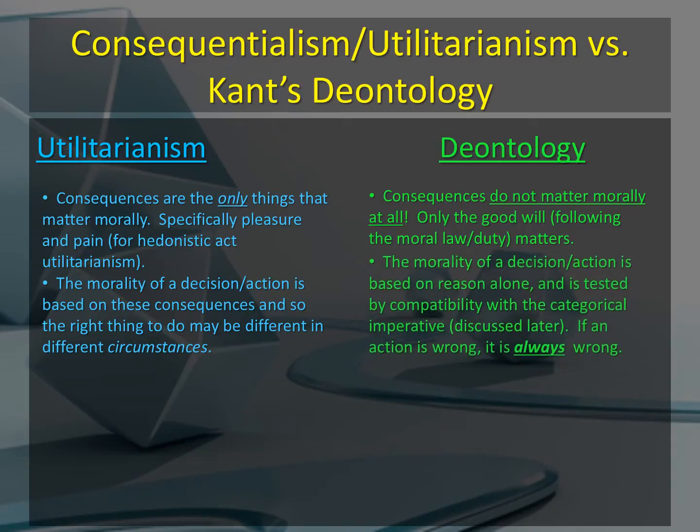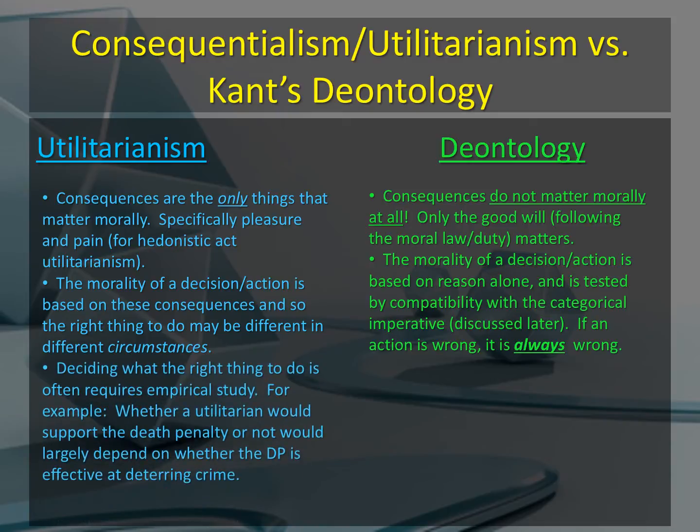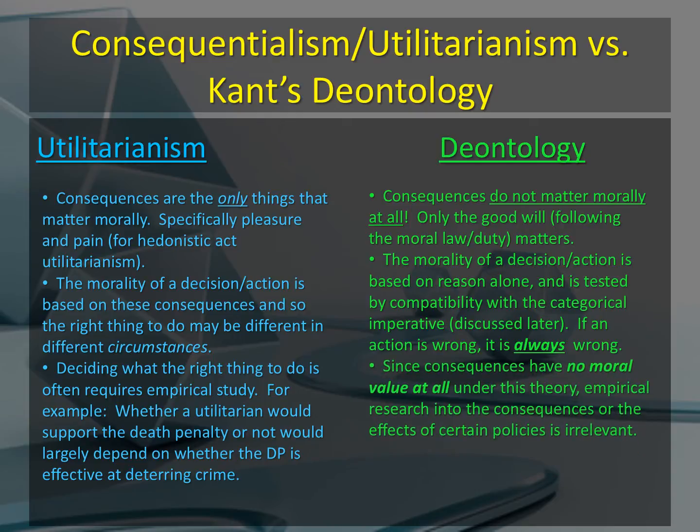But for Kantians or deontologists, the morality of a decision or act is based on reason alone, and is tested by compatibility with what is known as the categorical imperative, which we will discuss later. If an action is wrong, therefore, it is always wrong, because it is always contrary to reason. For utilitarians, deciding what is right and wrong requires empirical study. For example, remember the case of trying to decide if a utilitarian would support the death penalty or not will largely depend on whether or not the death penalty is effective at deterring crime. For Kantians or deontologists, since consequences have no moral value at all under this theory, empirical research into consequences or the effects of certain policies is irrelevant.